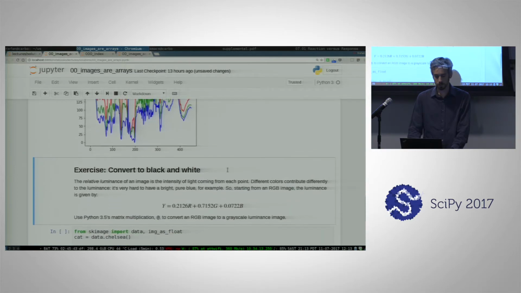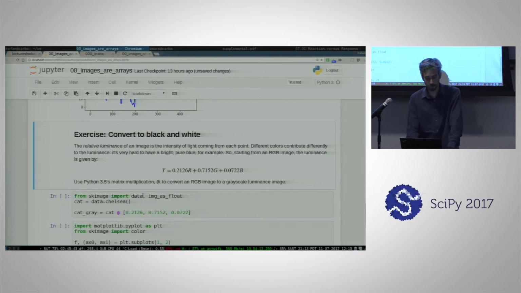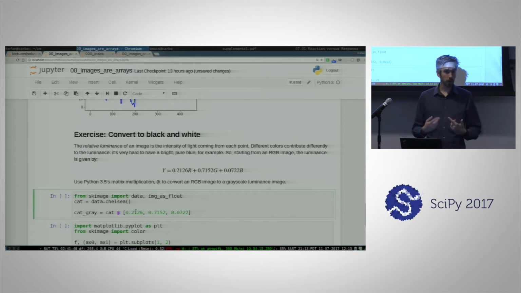The final exercise was to convert the color image to black and white. Like I said before, that's a one-liner. Because it's just a NumPy array, you can do any linear algebra operation on that array. So it's an m by n by 3. We'll multiply it by this vector of weights. And so it's mainly to illustrate the new matrix multiplication operator that appeared in Python 3.4, 3.5.